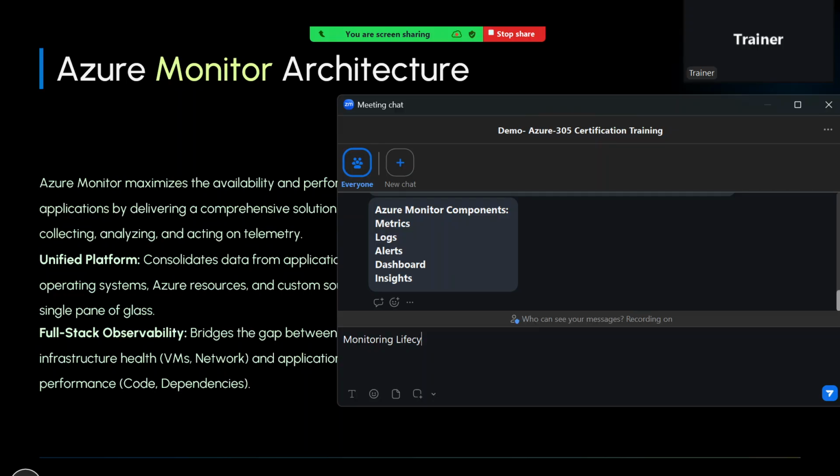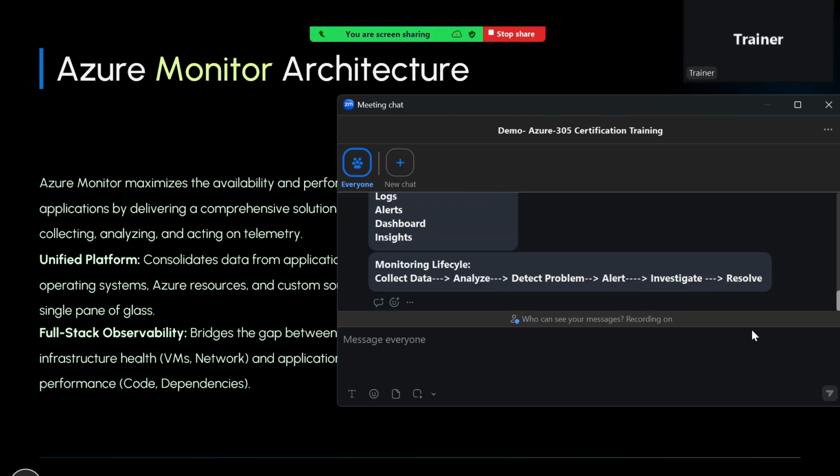So the monitoring life cycle will look like this. It starts from collect, collect your data, then goes to analyze, then it goes to detect problem, then it goes to alert, then it goes to investigate, then it goes to resolve. Simple.